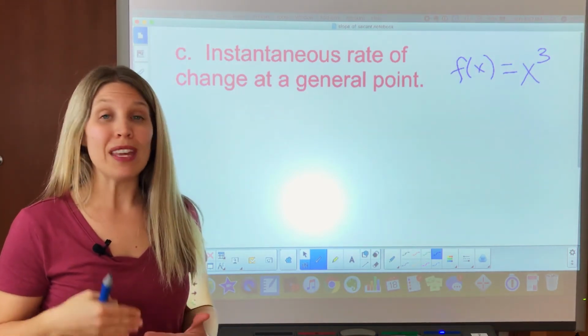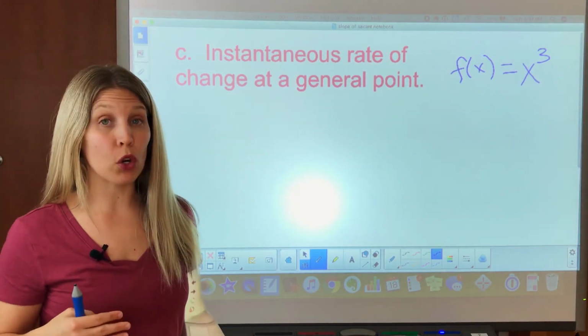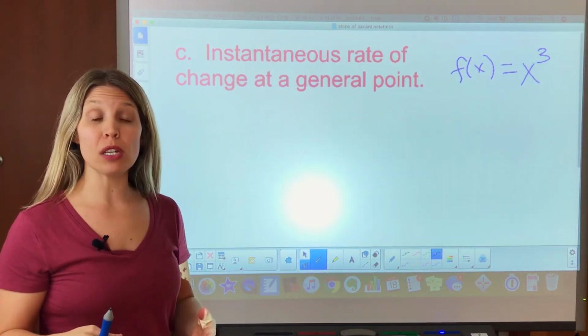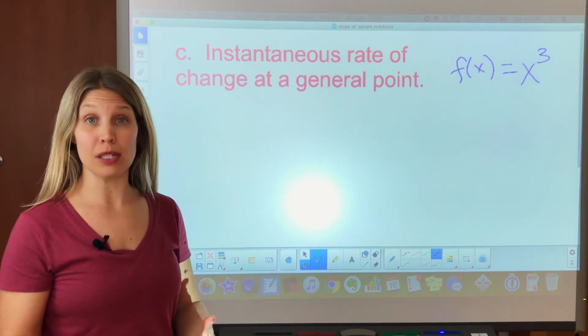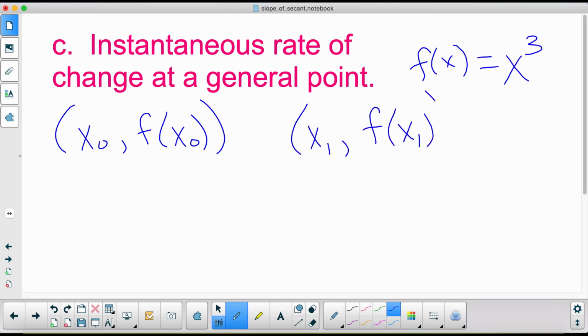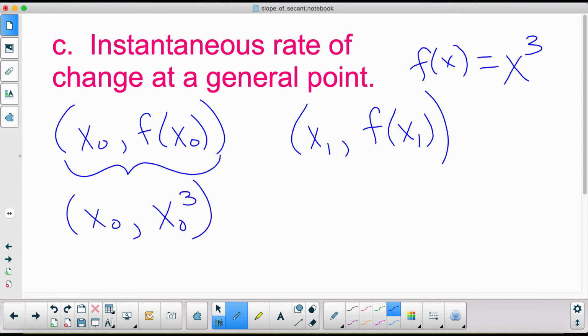Now let's say you wanted to find the instantaneous rate of change using the other formula with x sub 0 and x sub 1. I'm going to show that to you now. So the first thing you want to do is set up your x, y pairs so you can set up your slope. So we have x sub 0 comma f of x sub 0, and we have x sub 1, f of x sub 1. And we do have a function. So this guy right here can be written as x sub 0 and x sub 0 cubed because this is the function we're plugging in. And this pair is written as x sub 1 comma x sub 1 cubed.